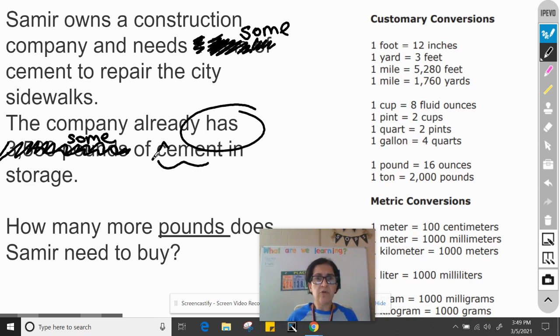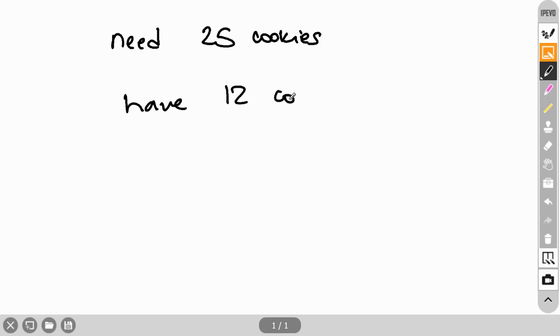If you get stuck on a word like cement, what is cement? What is a construction company? Think about cookies. I'm going to have a birthday party, and I need 25 cookies. I already have 12 cookies. How many cookies do I still need to buy?